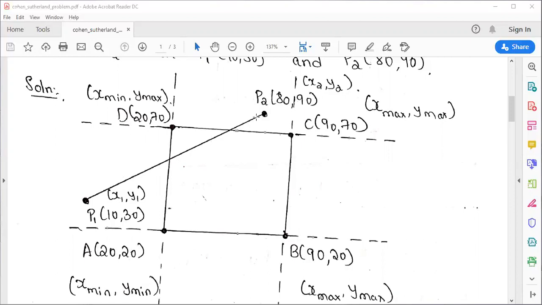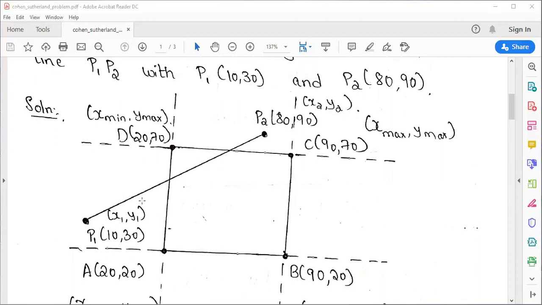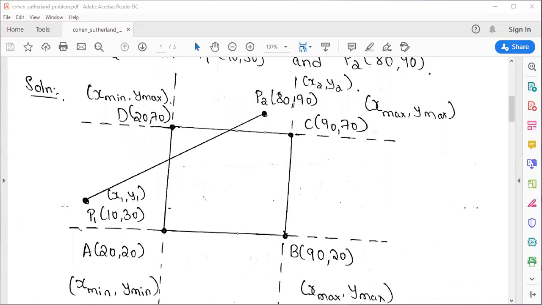Now they have given the end points for a line which has to be clipped. So the line is P1 (10,30), right? So 10 is a little bit less than 20, if this is 20. So I have plotted the point 10 here. And it is 30. 30 means we have to increment 10 on the y-axis. So point P1 is (10,30).